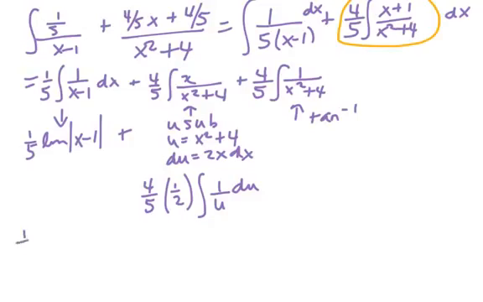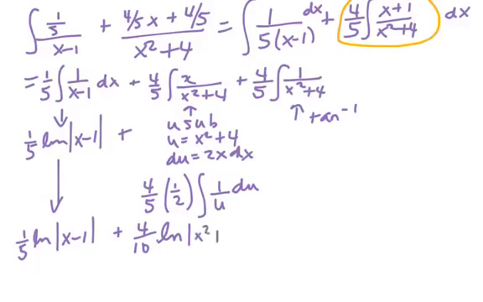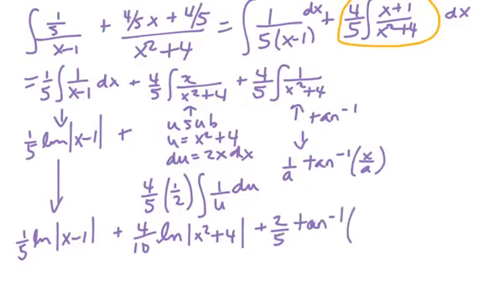Oh, I'm running out of space. Okay, so this is 1/5 ln of x minus 1. That just comes down. This is simply 4/10 ln of, I'm going to substitute back in for u, so this is ln of x squared plus 4, and over here we've got 1 over a, remember, tangent inverse of x over a, right? If you didn't recognize that, hopefully you didn't go and do a trig substitution on that, but you could. So 2/5 tangent inverse of x over 2 plus c. So that's your answer.